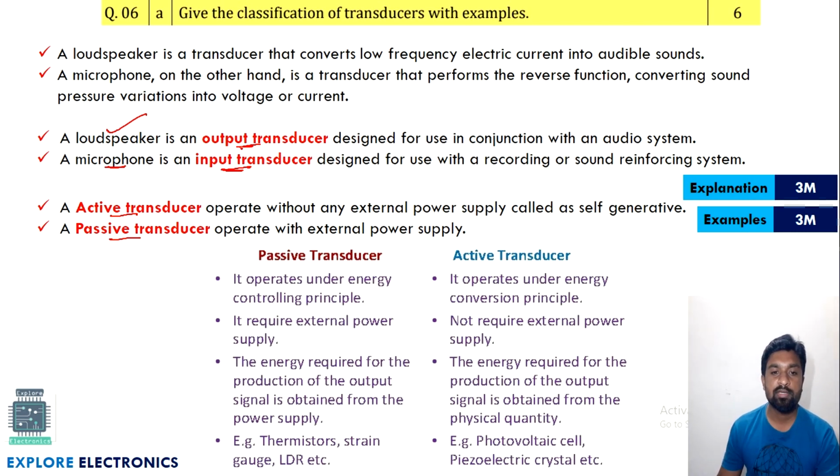Remember the examples: output transducer is a loudspeaker, input transducer is a microphone. Similarly, for passive and active transducers, remember thermistor, strain gauge, LDR are the examples for passive transducers. Active transducer, in the sense, is a photovoltaic cell and a piezoelectric crystal. Examples carry 2 to 3 marks, and the other explanation you give is the other half of the marks.